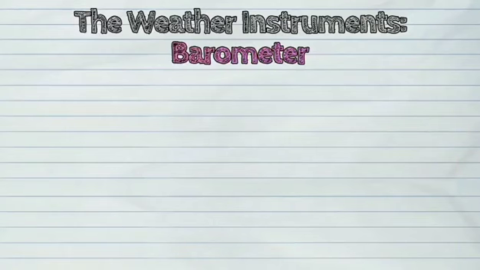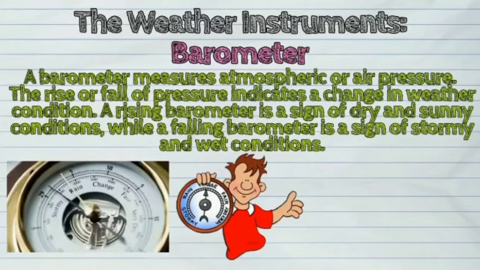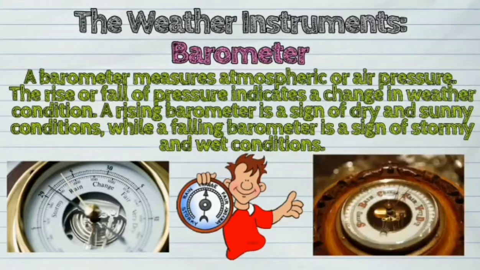Next is the barometer. A barometer measures atmospheric or air pressure. The rise or fall of pressure indicates a change in weather condition. A rising barometer is a sign of dry and sunny conditions, while a falling barometer is a sign of stormy and wet conditions.